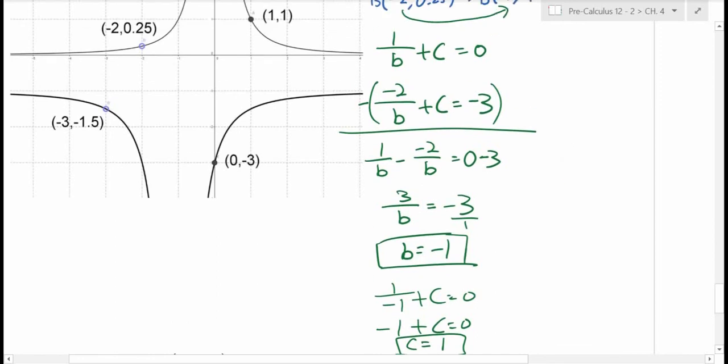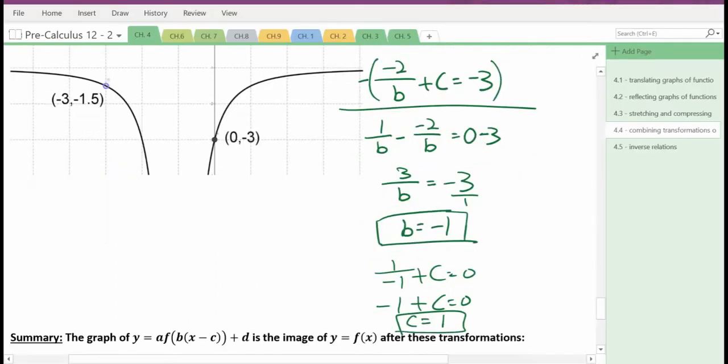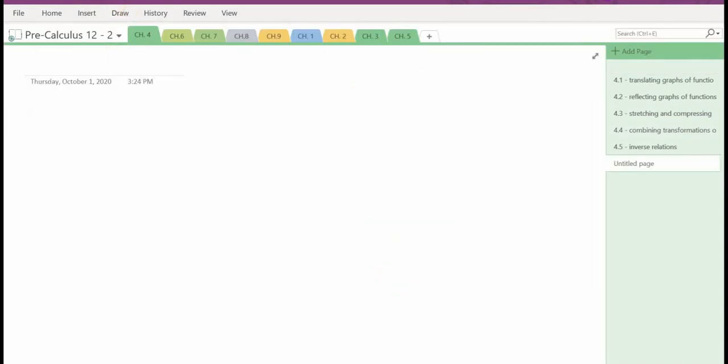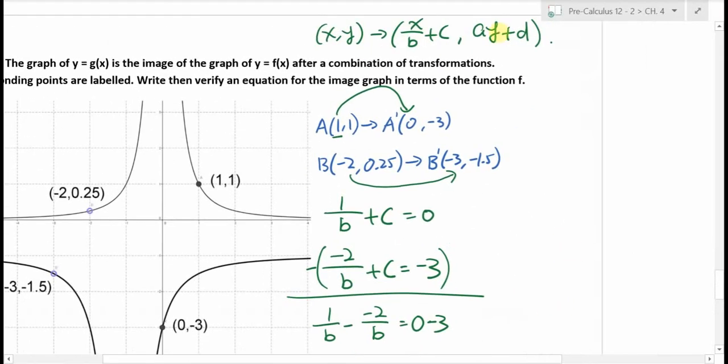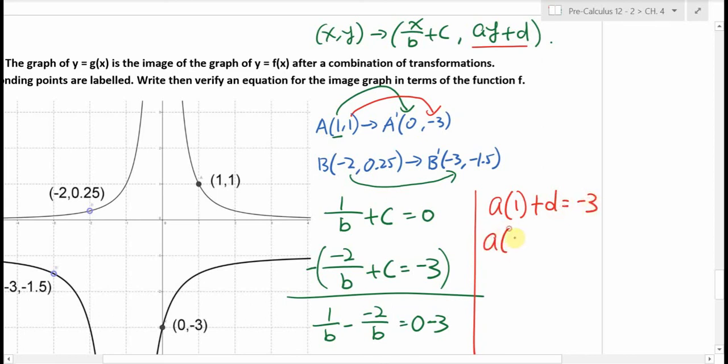Okay, so now I have both b and c solved. Now I can move on and try to solve for a and d. So that has to do with our y values. Now, again, ay plus d, right? So the original y value becomes the new y value. So a times the original y value plus d should give you the new y value.